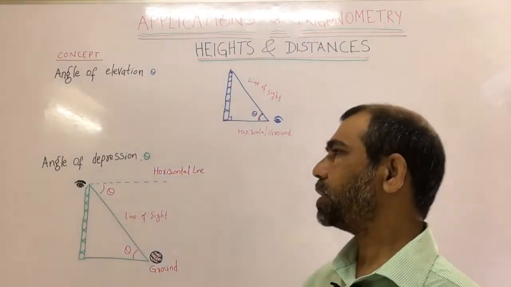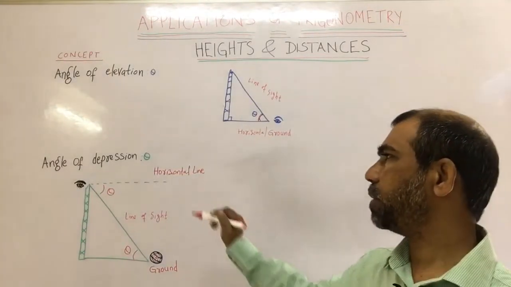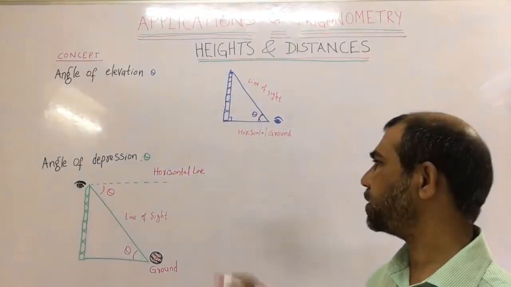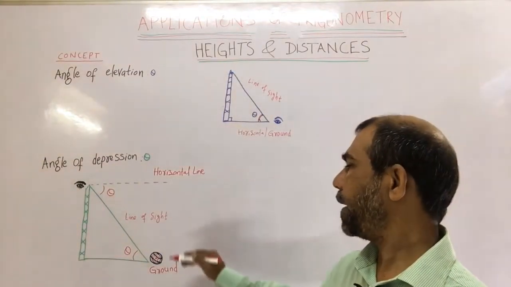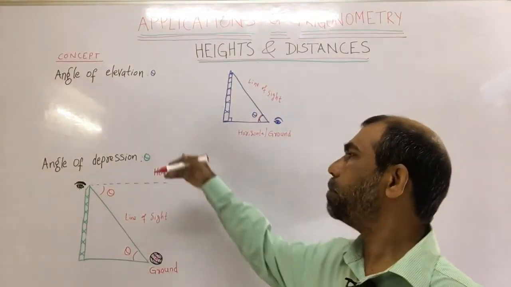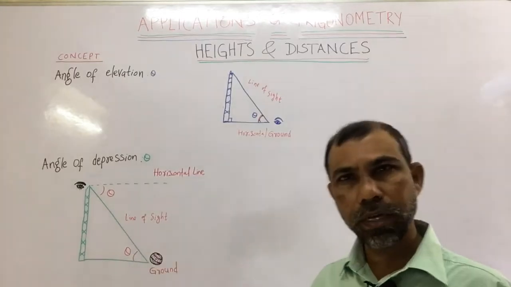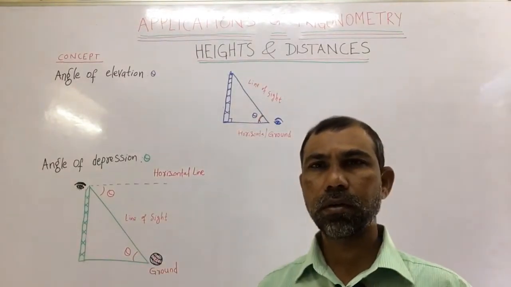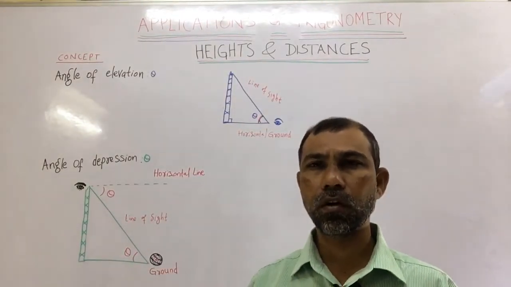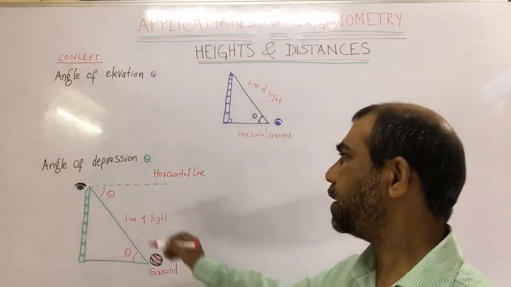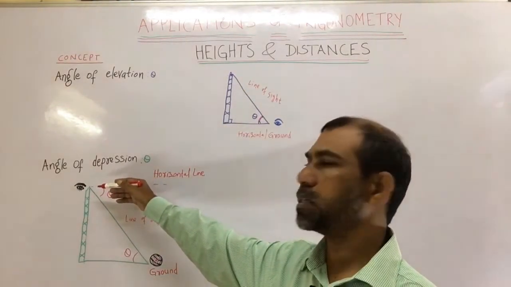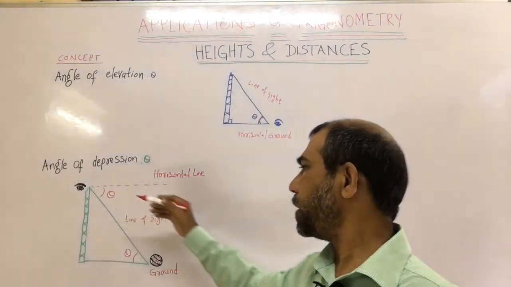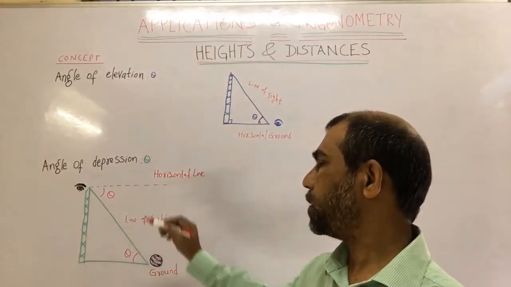Let us see what is the meaning of the angle of depression. The angle of depression is the angle when you observe from the top of a tower to a point where the observation point is on the ground. For example, there is a ball here and you are observing from the tower or some building, then you need to find the angle of depression.